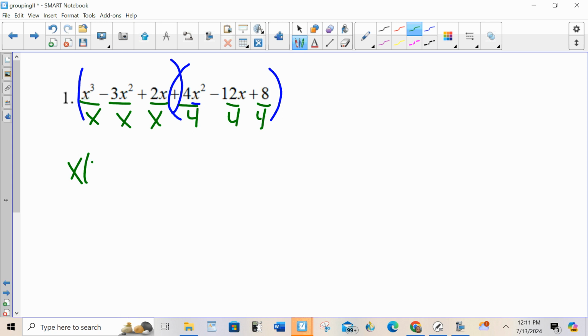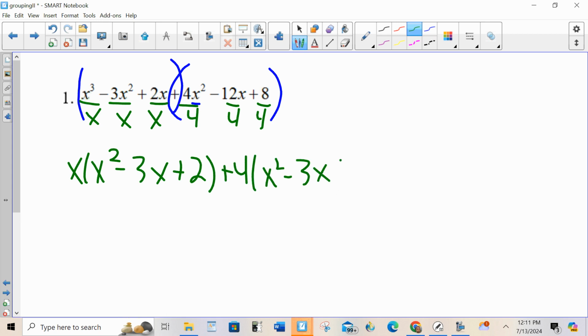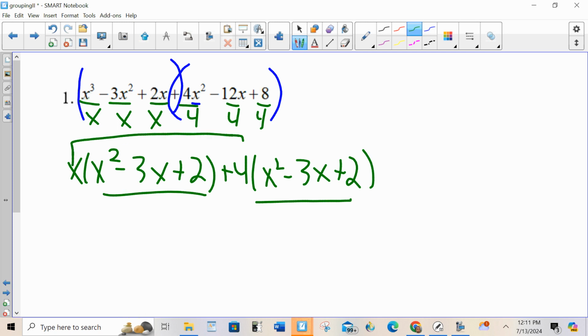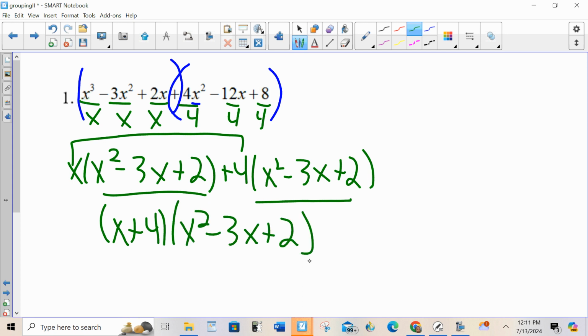So it's x squared minus 3x plus 2 plus 4 times x squared minus 3x plus 2. These need to match. They do. So I combine my coefficients, x plus 4. I keep the like term, x squared minus 3x plus 2.